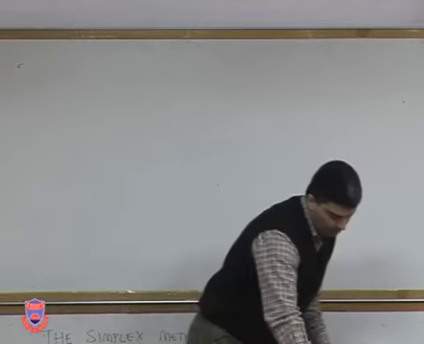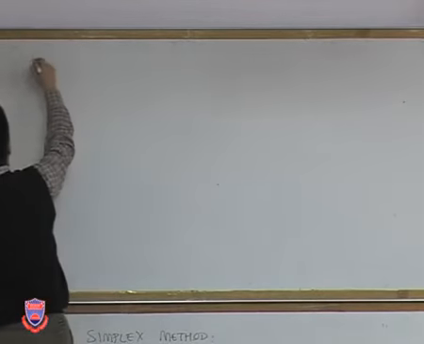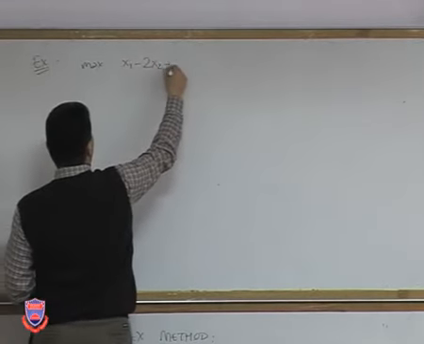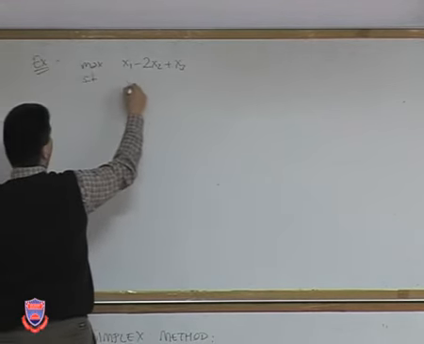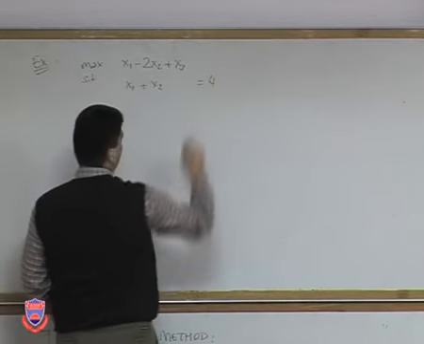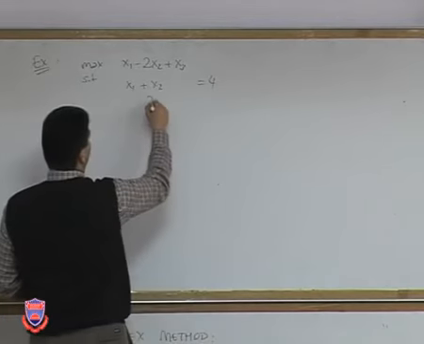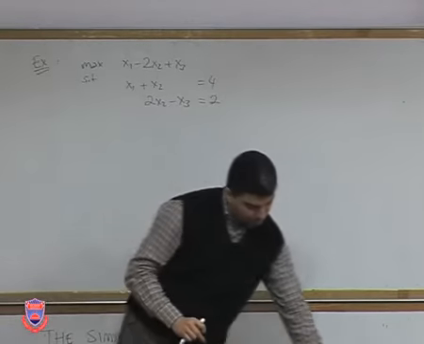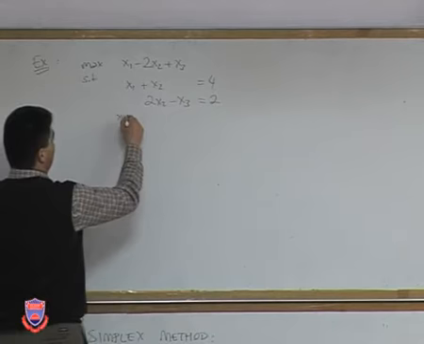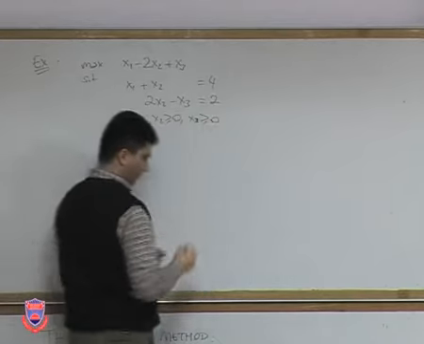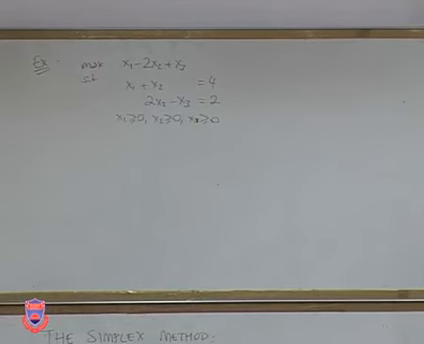So think of the following example. Suppose that I want to maximize x1 minus 2x2 plus x3, subject to, let's say, x1 plus x2 is equal to 4, and 2x2 minus x3 is equal to 2, for instance. And then I'm going to have x1 is greater than or equal to 0, x2 is greater than or equal to 0, and x3 is greater than or equal to 0. So the question is, would this LP be in standard form?